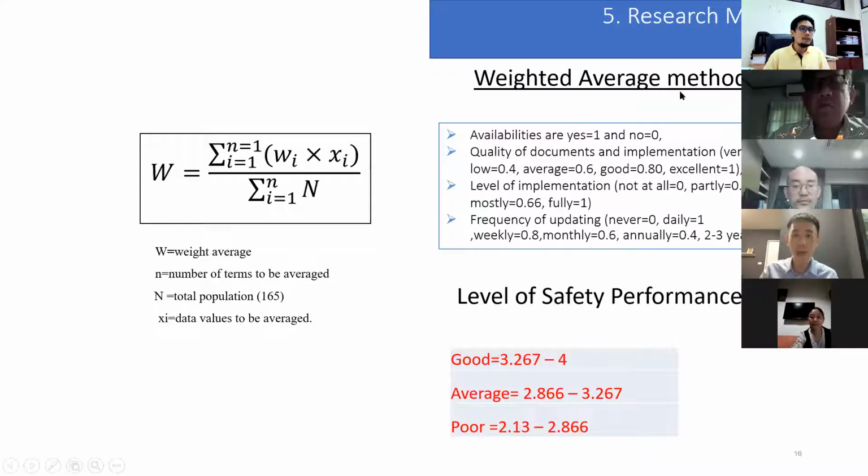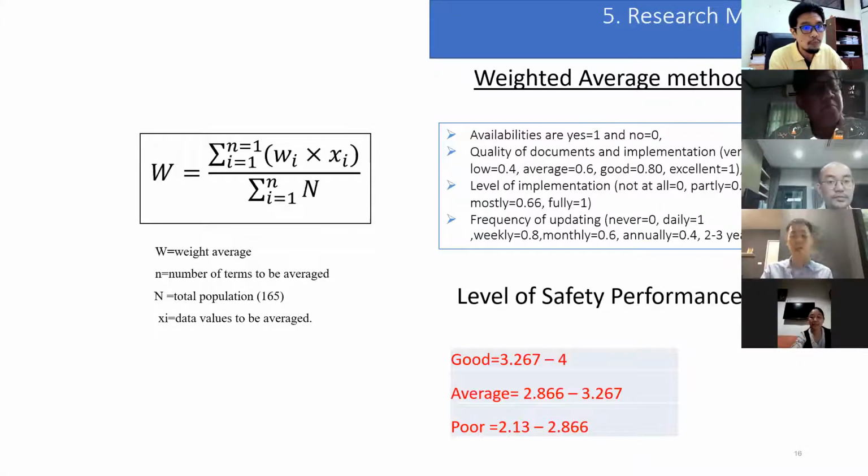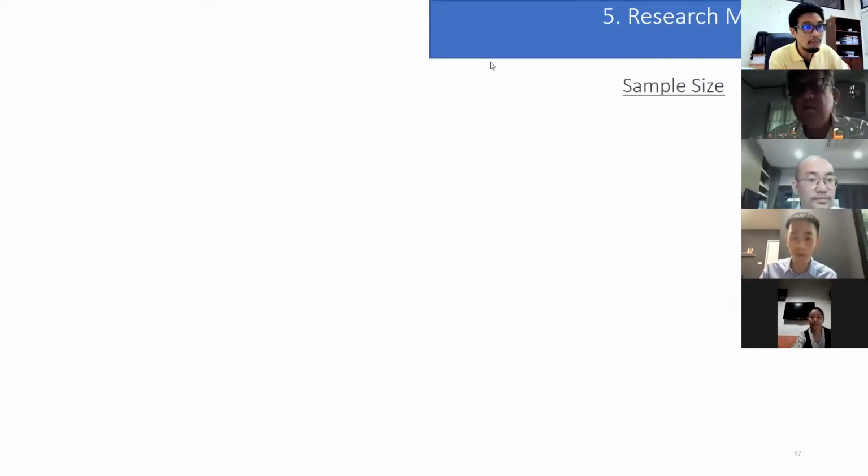And this right here shows the levels of safety performance. After I calculate it, we have 3 levels. The first is the good level, between 3.26 and 4, and the average level is between 2.8 and 3.6.